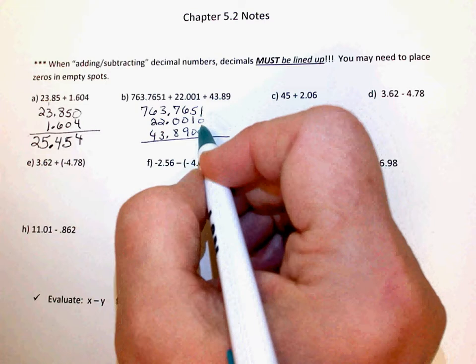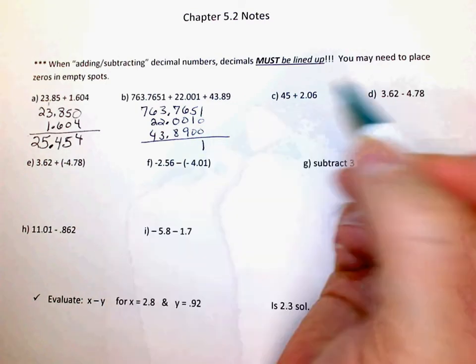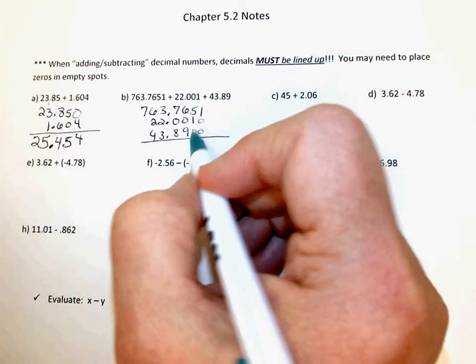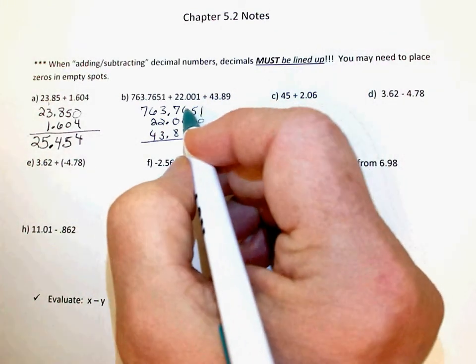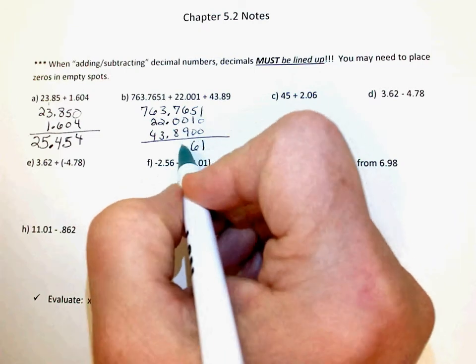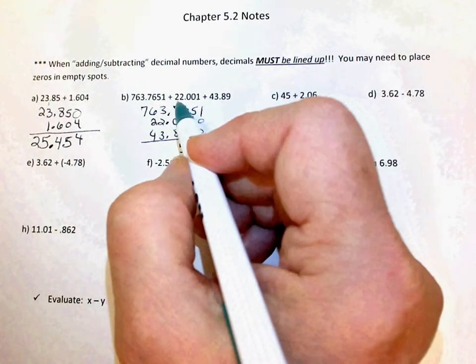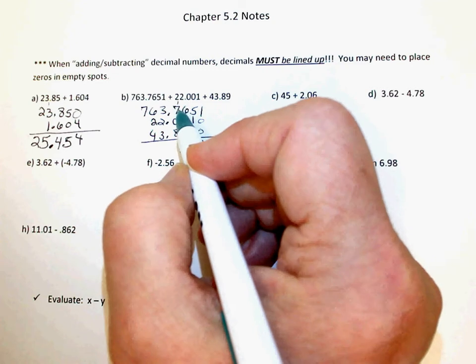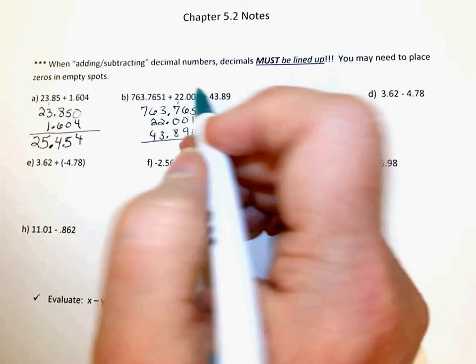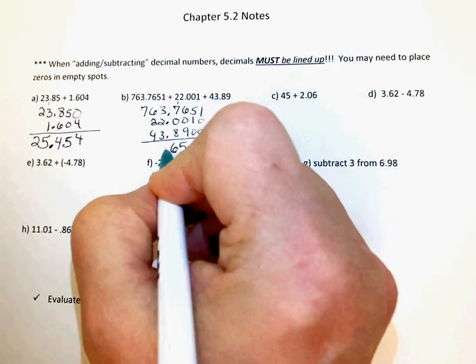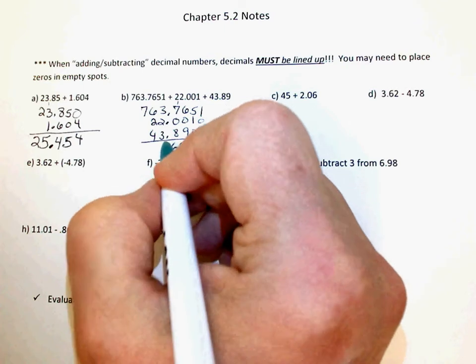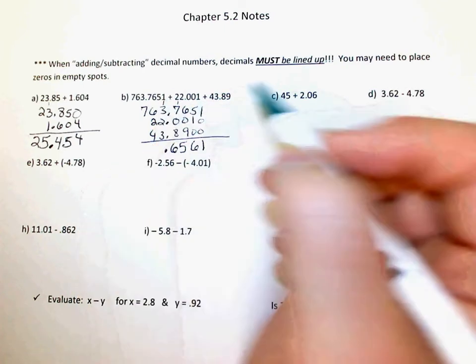So 1 plus nothing is 1. 5 plus 1 plus nothing, 6. 6 plus nothing plus 9 is 15. Bring the 5 down, carry the 1. 1 plus 7 is 8. Plus nothing plus 8 is 16. Bring the 6 down, bring your decimal down, carry the 1.